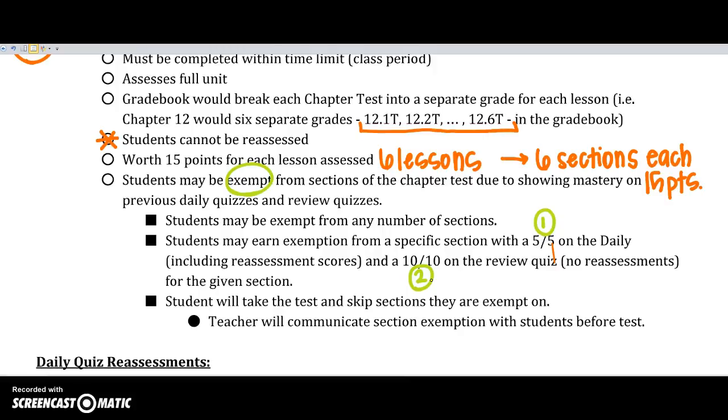Students will take the test and just skip the sections they are exempt on. And again, the teacher will communicate those exemptions to the students before the test. So they will know ahead of time what sections they have already mastered and do not have to show again.